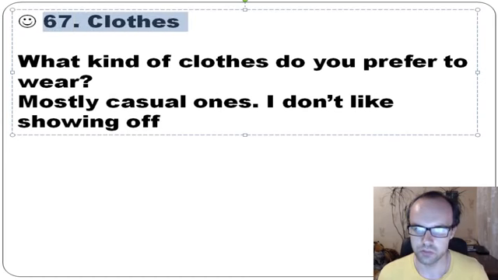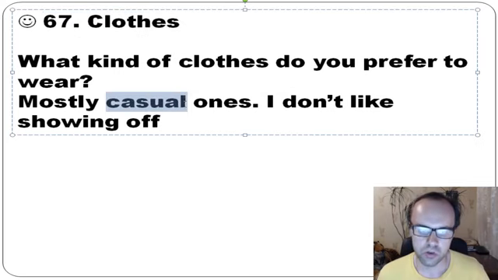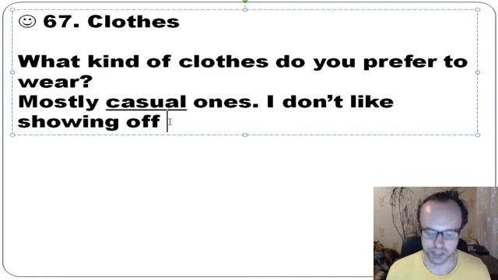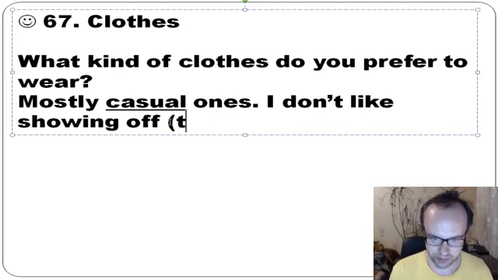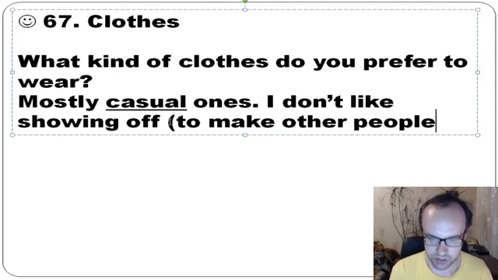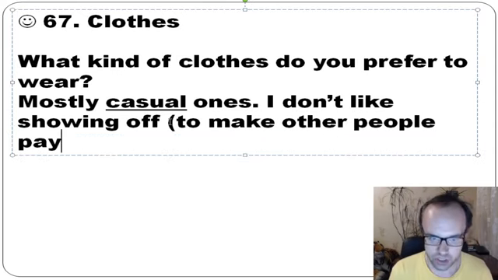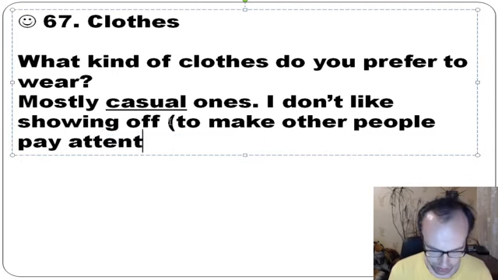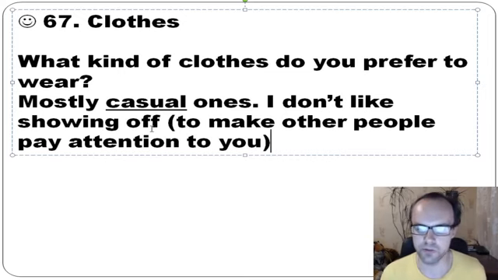Next, clothes. Good. What kind of clothes do you prefer to wear? Mostly casual clothes or mostly ordinary clothes, so nothing special. I don't like showing off. What is showing off? It's a phrasal verb. So to make other people pay attention to you, or to make other people notice you.